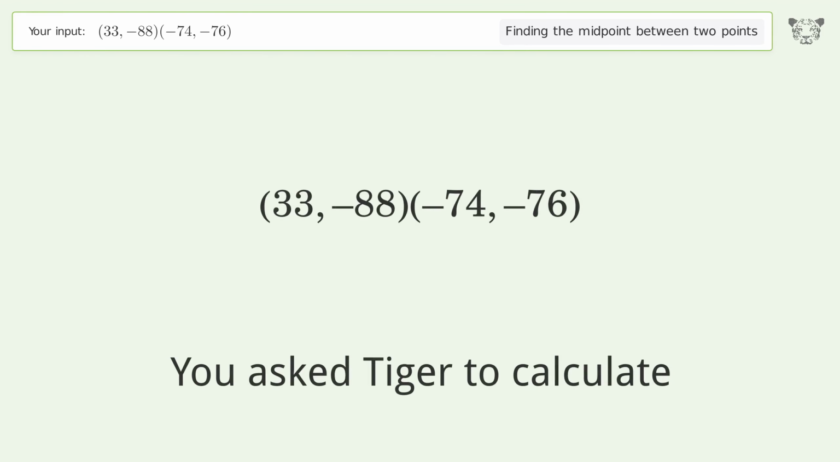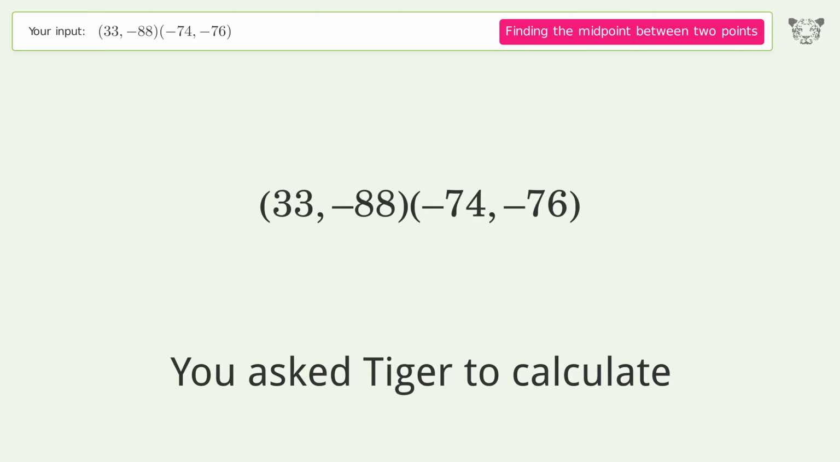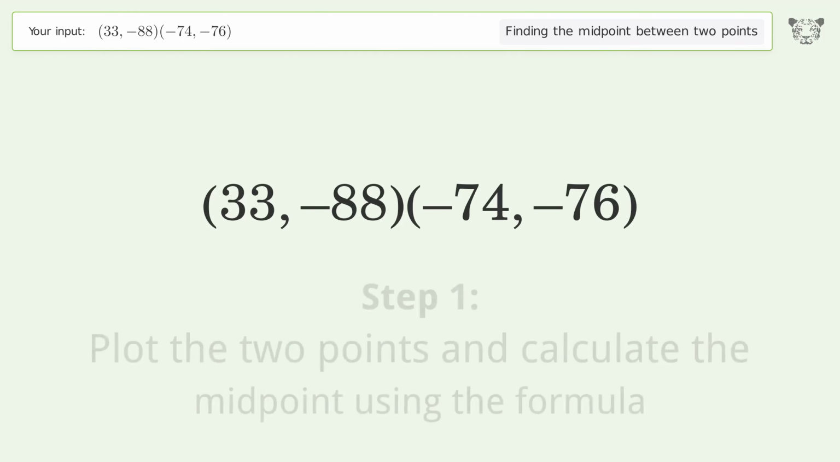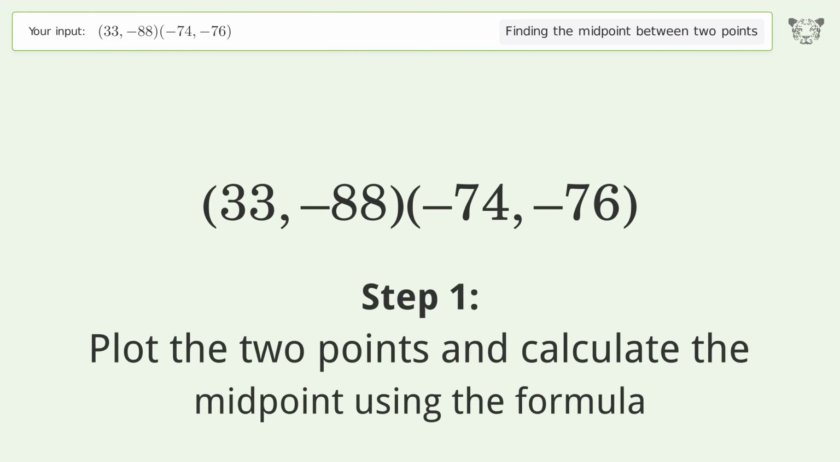You ask Tiger to calculate. This deals with finding the midpoint between 2 points. The midpoint between the 2 points is negative 20.5, negative 82. Let's solve it step by step. Plot the 2 points and calculate the midpoint using the formula.